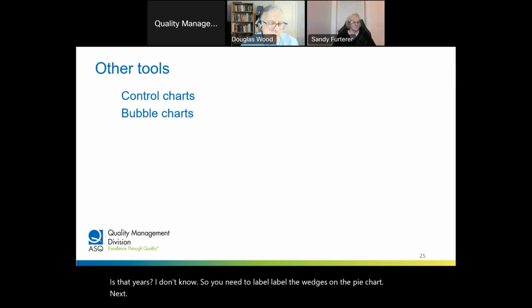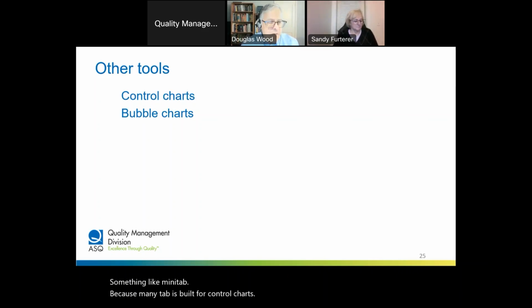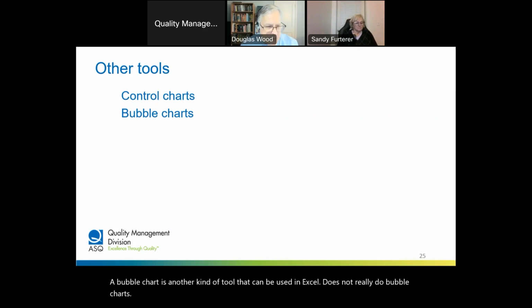Now, Excel does miss some charts. Control charts are not easily made in Excel. You can make them, but yeah, it's kind of difficult. You want a control chart. I would suggest something like Minitab, because Minitab is built for control charts. A bubble chart is another kind of tool that can be used, and Excel does not really do bubble charts. But let's go to the next slide.